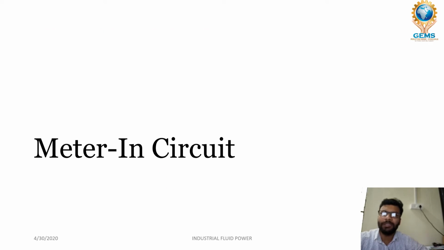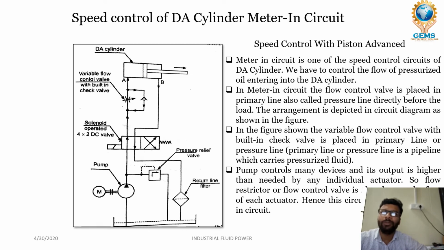So in meter in circuit, meter in circuit is one of the speed control circuits of DA cylinder. It is considered as one of the speed control circuits. We have to control the flow of pressurized oil entering into the DA cylinder.